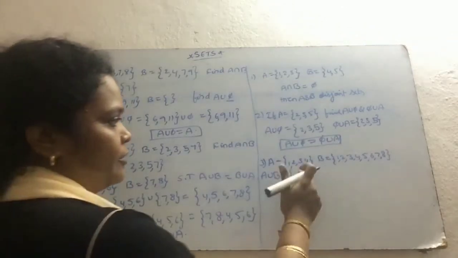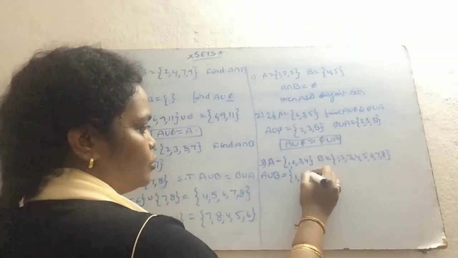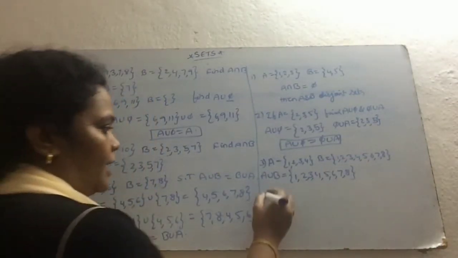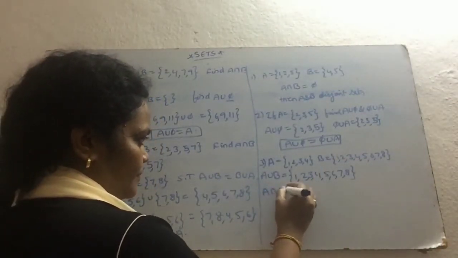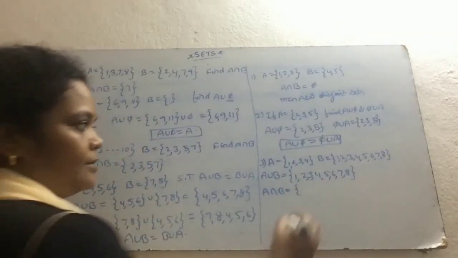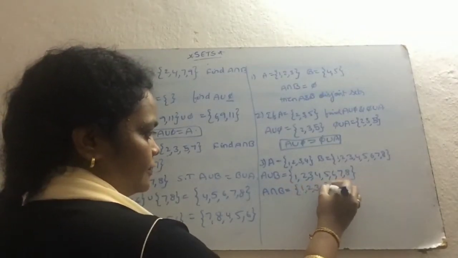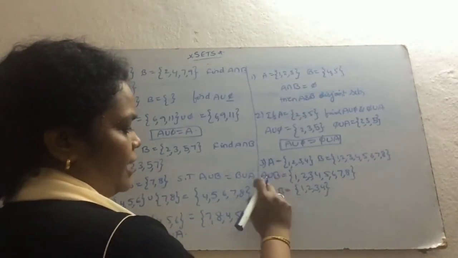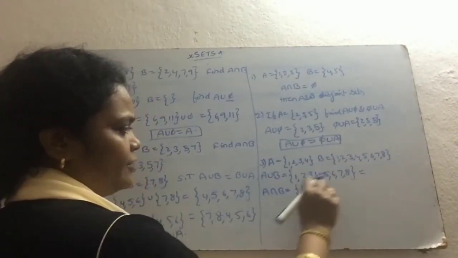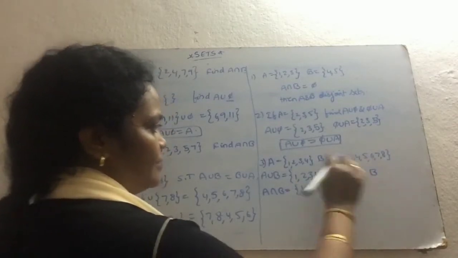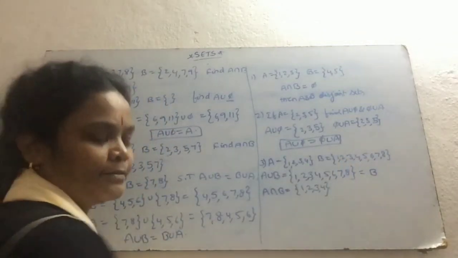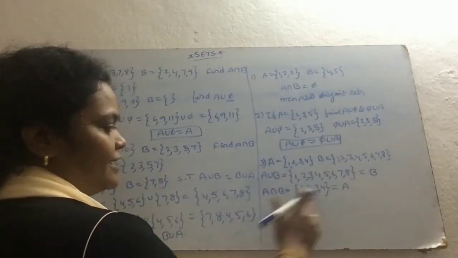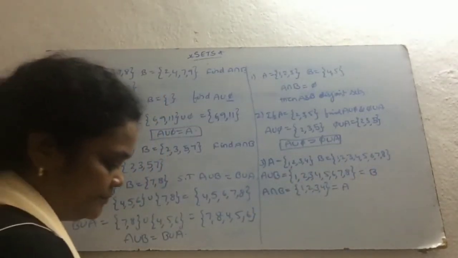What are the values of A union B? 1 2 3 4 5 6 7 8. And A intersection B. What are the common elements? 1 2 3 4. So what we wrote is A union B is equal to what set we will get? B. And here A intersection B, what set we will get? A. So A union B equal to B and A intersection B equal to A.